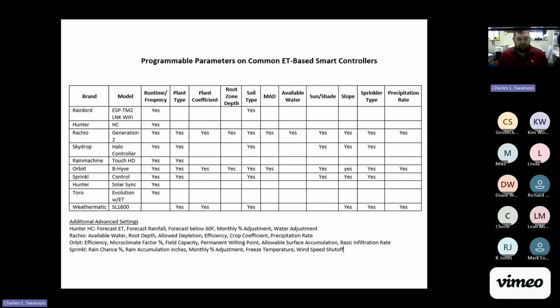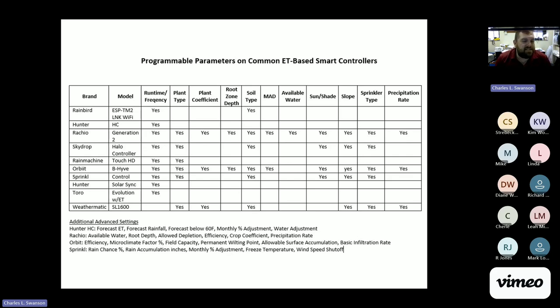Okay, and every controller has a different programming setup. Some controllers ask you a lot of details about your landscape so that it can do all the calculations for you, which is great. But about half the controllers ask you to enter in a base runtime and frequency, and then the controller just manipulates that. And so in those cases, it can be very challenging because if you start with a poorly executed initial runtime and frequency, then the controller is going to be just working off of that.